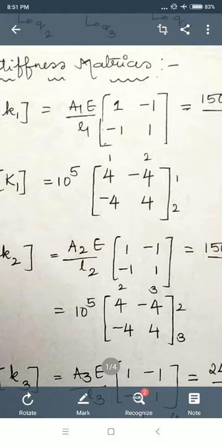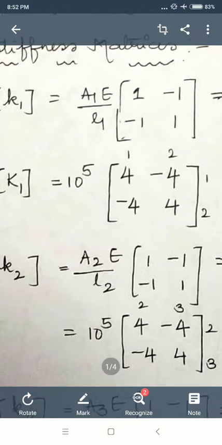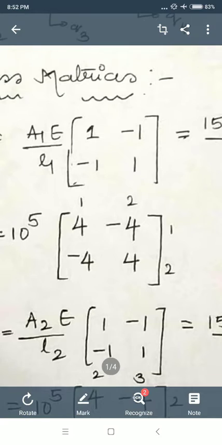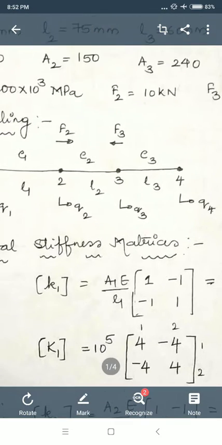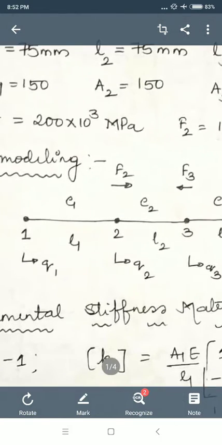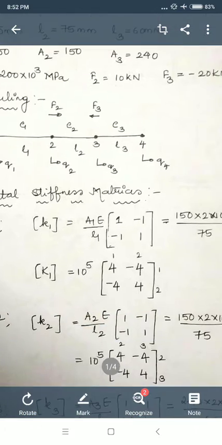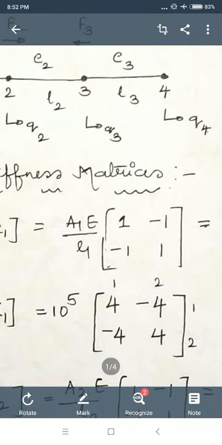explain. See, for this matrix, columns and row numbers I have given as 1, 2. Why particularly the number 1 and 2 only? That is our question. That will be clarified. See here, looking at the diagram, FEA model diagram, for element number 1, the nodes are 1 and 2. That's why column and row numbers I have taken as 1, 2.